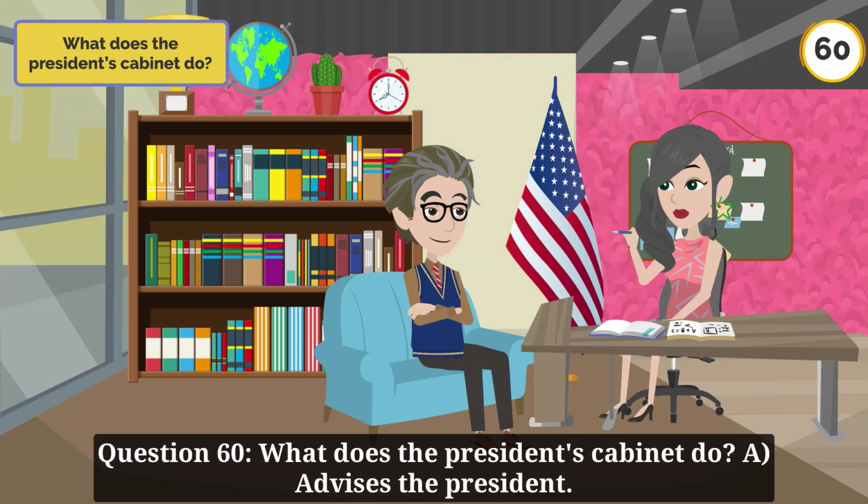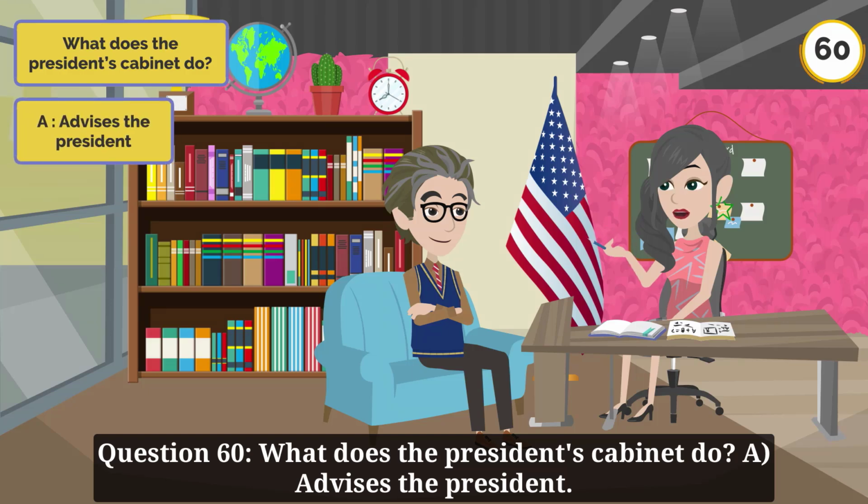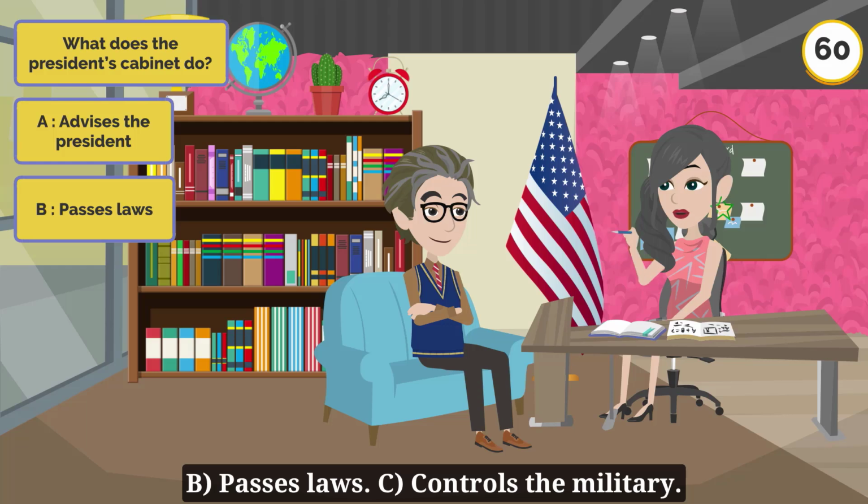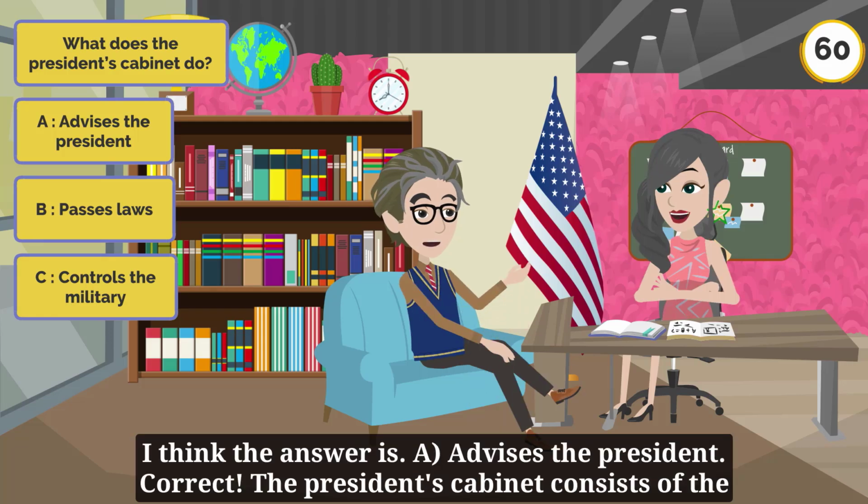Question 60. What does the President's cabinet do? A. Advises the President. B. Passes laws. C. Controls the military. I think the answer is A.